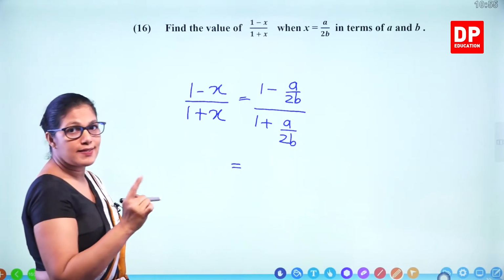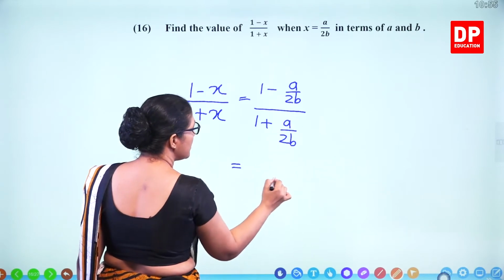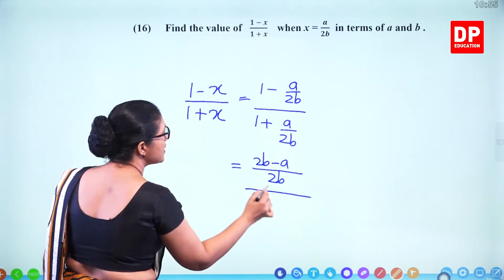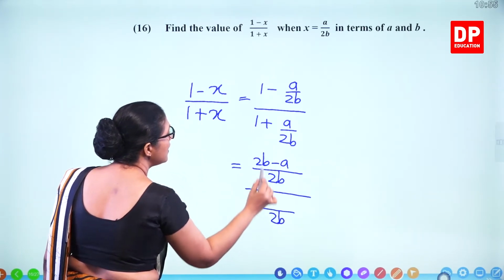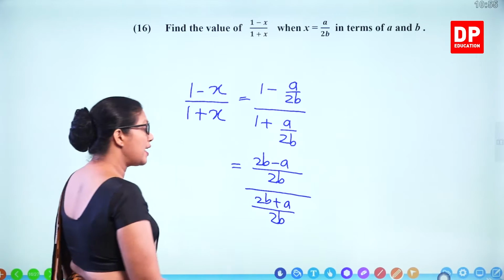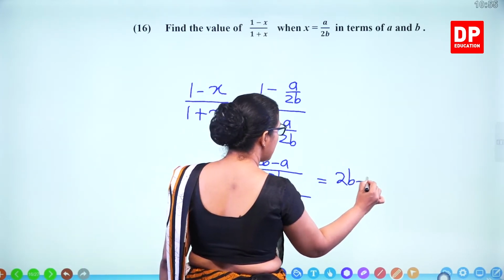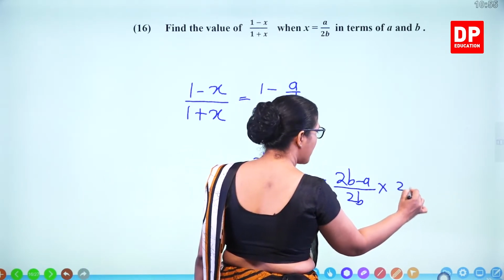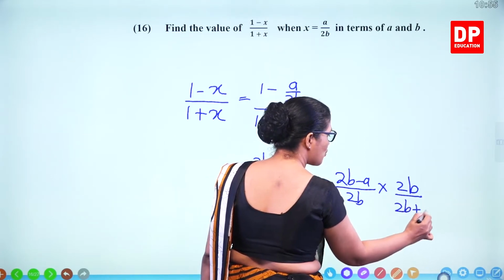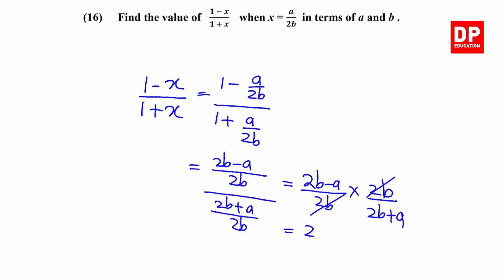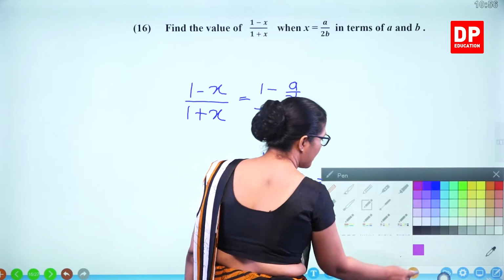Then 2b is a common denominator, the lowest common multiple. Convert that, you get 2b minus a. What about the denominator? 2b is the common denominator, 2b plus a. Now we can see 2b get cancelled out. If you can't see, just rewrite this. Divide by this, multiply by the reciprocal. So 2b goes up and 2b plus a goes down. 2b gets cancelled out and you get 2b minus a over 2b plus a. So 2 marks for that.